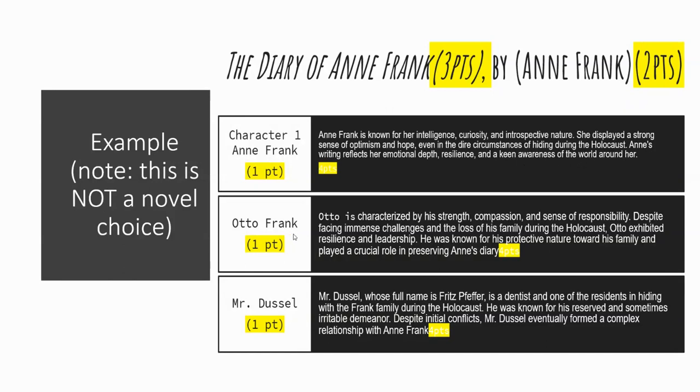My second character is Otto Frank. I then talked about his characteristics and the resilience and leadership that he showed. And my third character's name is Mr. Dussel. And I talked about his real name and kind of the role he played in the attic.